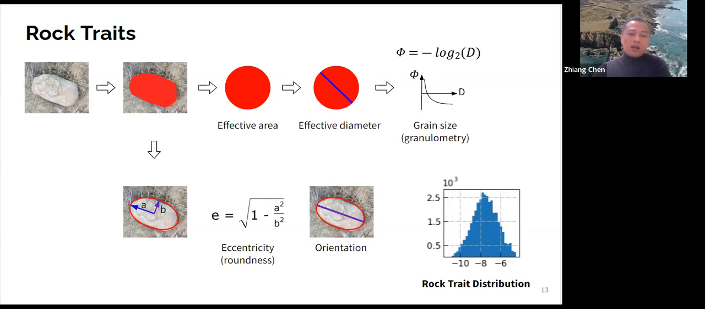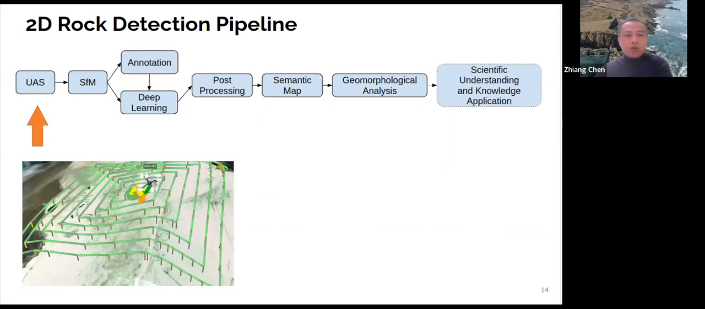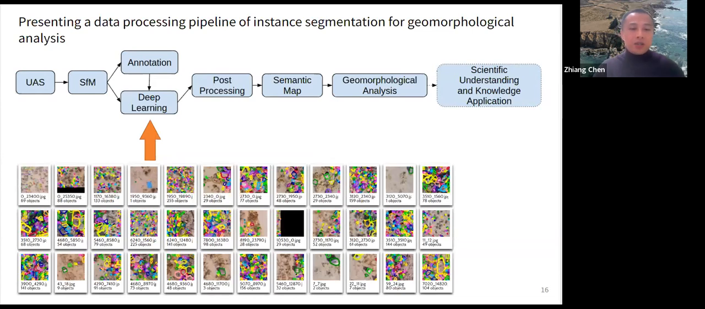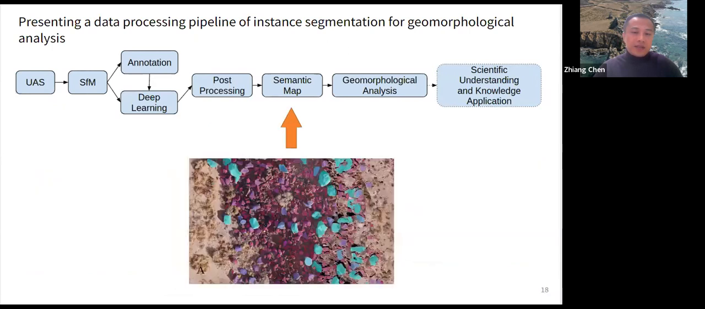The challenge here is how to extract a large number of rock masks. If we can get a large number of rock masks, then we can get the rock size and rock trait distributions. So here we present a 2D rock detection pipeline. We use a piloted aircraft system to collect aerial imagery on the fault scarp, and structure from motion is used to produce an orthomap and digital elevation models. We use a machine learning model, Mask R-CNN, to detect and segment individual rocks. We do a bunch of post-processing to create a semantic map. If you are familiar with GIS, you can consider a semantic map as a shapefile composed of a large number of polygon vectors. Each polygon vector represents a rock outline.